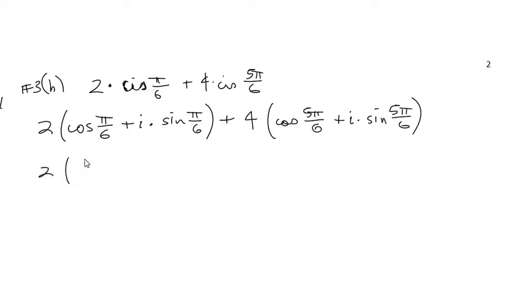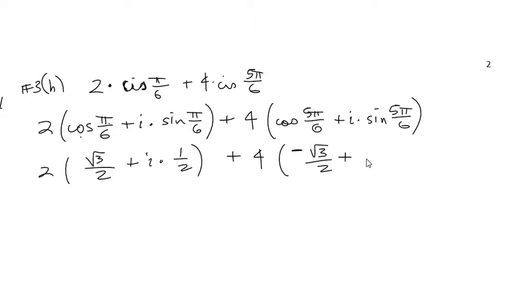All right, so now let's evaluate all this. The cosine of pi over 6 is root 3 over 2, and the sine of pi over 6 is a half, and the cosine of 5 pi over 6 is negative root 3 over 2, and the sine of 5 pi over 6 is positive 1/2.